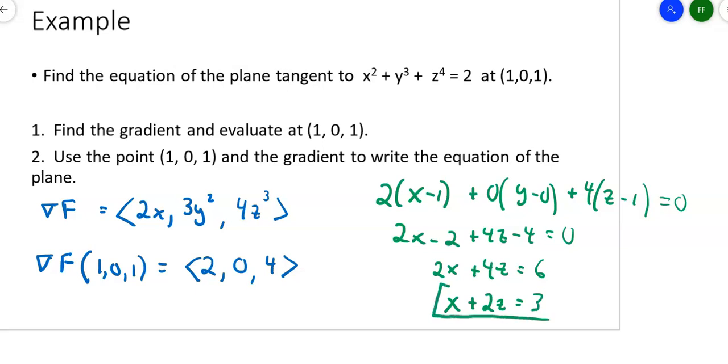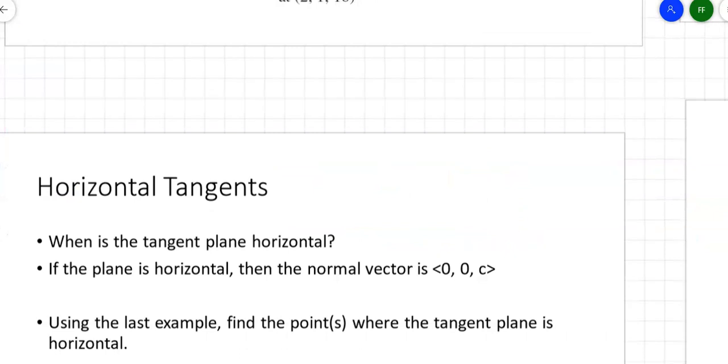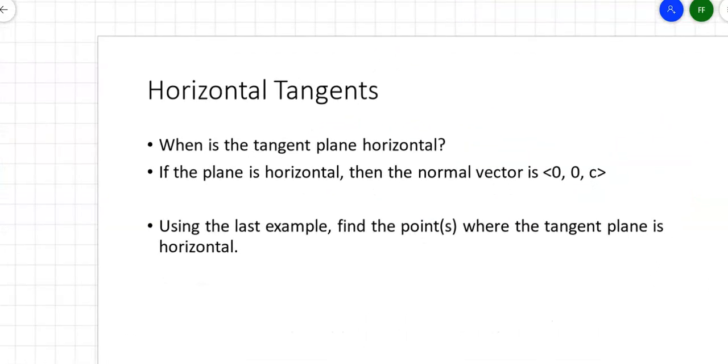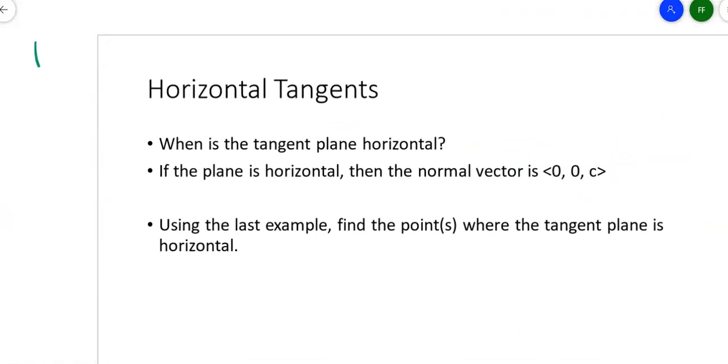So that's the equation of the plane that's tangent to that surface at a given point. Now, remember in Calc 1 you could figure out horizontal tangents. If you had a nice little parabola and you wanted to figure out the place where the tangent was horizontal, it would look like that. Basically, you would take the first derivative, take that slope, and set the slope equal to 0.